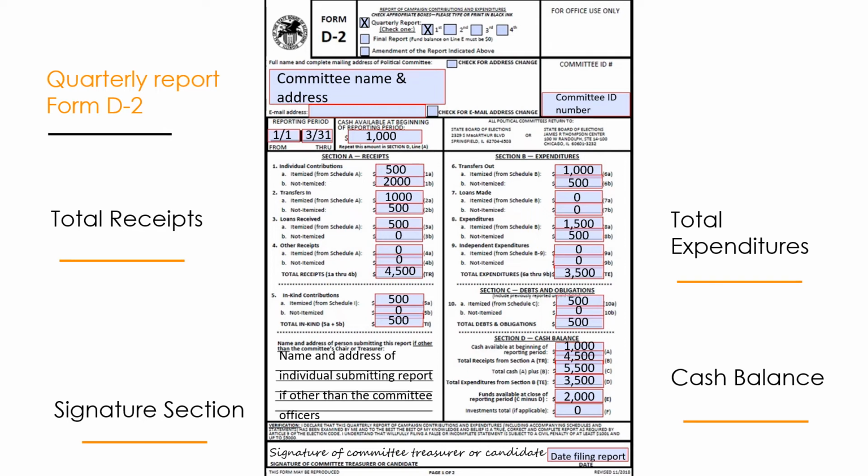Line F in the total section is for investments. Itemized investments should have an accompanying investment schedule. If the committee did not purchase or hold any investments, then the line on the D2 should be left blank.